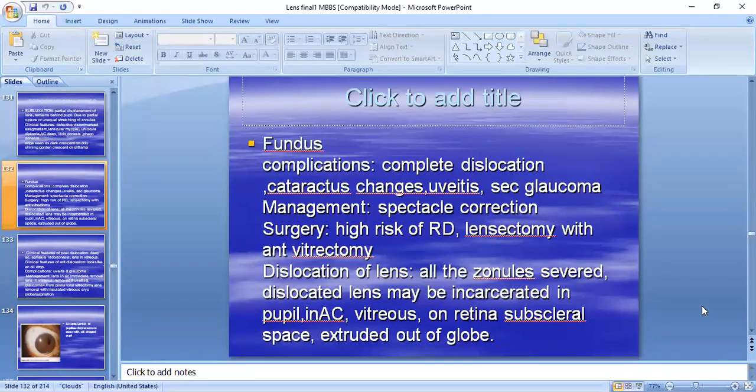So in dislocation of the lens, all the zonules are severed, and the dislocated lens may be incarcerated into the pupillary region, or it can go into the AC, or it can drop down into the vitreous, or it can go into the retinal subscleral space, or be extruded out of the globe also.